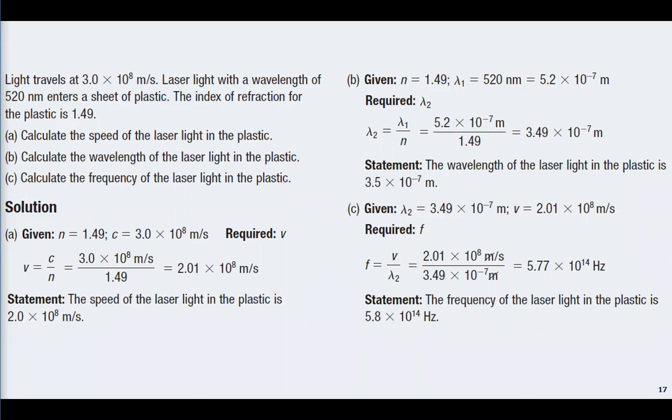Okay, last question. We know the speed of light equals the wavelength of the light times the frequency of the light. So we can use this formula to find the frequency directly. Frequency is just the speed of this light over the wavelength. Put all the values in, we have the frequency of this light is 5.77 times 10 to the power of 14 hertz.